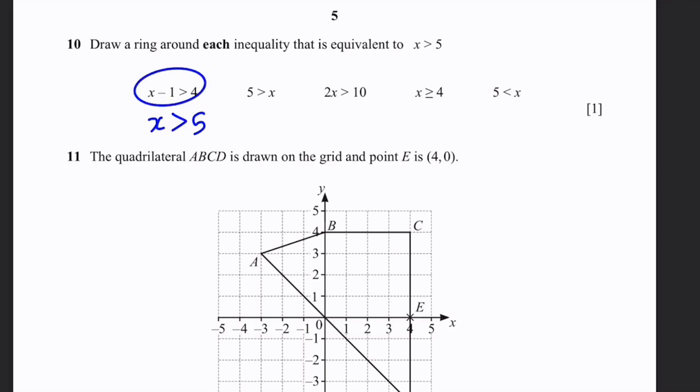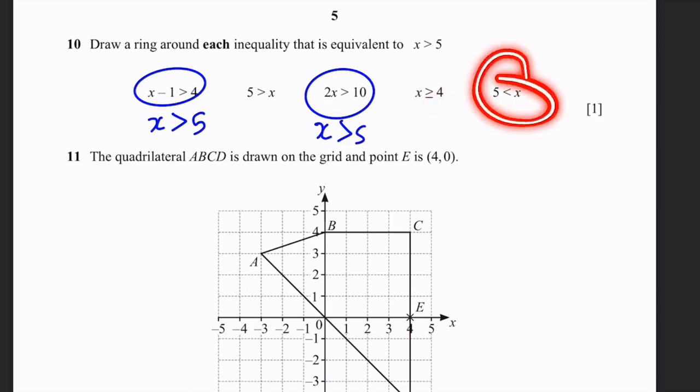5 greater than x. It's not one because it's just the reverse of x greater than 5. Or in other words, it's x less than 5 if you flip it. 2x greater than 10. Divide both sides by 2, we get x greater than 5, so this is another one. x greater than or equal to 4 is not one because the number 4 does not relate at all. 5 less than x. If you flip this whole thing, making the numbers come on opposite sides and the sign flipped, it does come as 5 less than x. These are the same inequality. So these three are the answer.